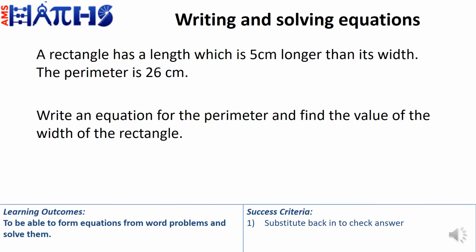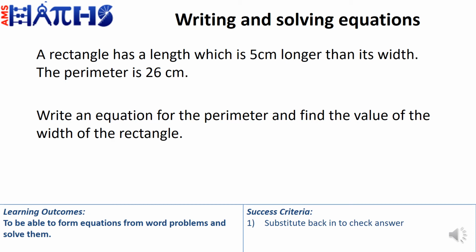Now we're going to take in a bit of geometry with a formula and solving equations. So let's have a look at this example. It says a rectangle has a length which is 5 centimeters longer than its width. The perimeter is 26 centimeters.